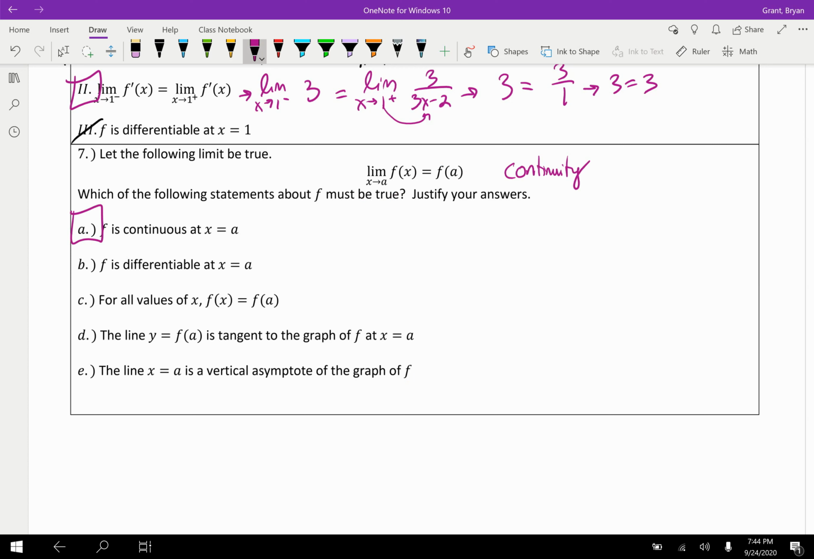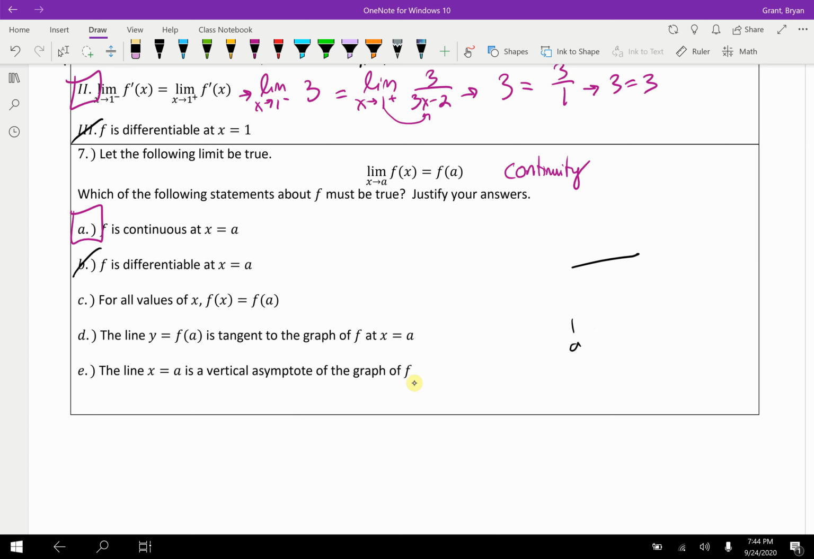Is f differentiable? Not necessarily, right? Imagine we had some sort of graph here. I could draw this thing that's happening, and I could draw it like that. There's a sharp point. The limit exists. This is continuous, but not differentiable. So this one doesn't have to be true.